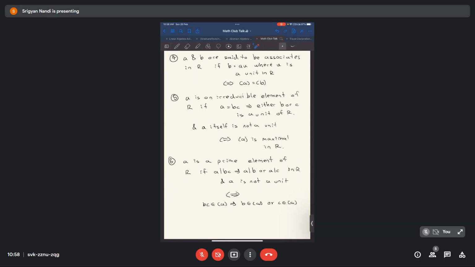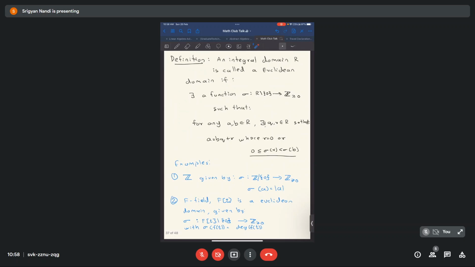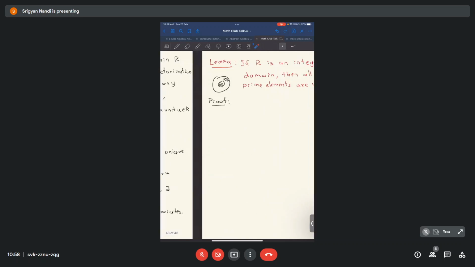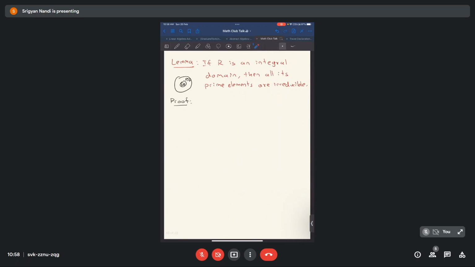The first, irreducible, was that if A is equal to BC, then either B or C is a unit, meaning A cannot be further reduced to two non-trivial elements of R. That was the definition of irreducible, which was different from the definition of a prime. An element A was a prime if A dividing BC implied that A divided B or A divided C. So these were in fact two different definitions, and hence we could not consider irreducibles to be prime, although irreducibles are primes in most of the domains that we deal with in elementary number theory, which is the integers. But we will show that in an integral domain, every prime element is irreducible.